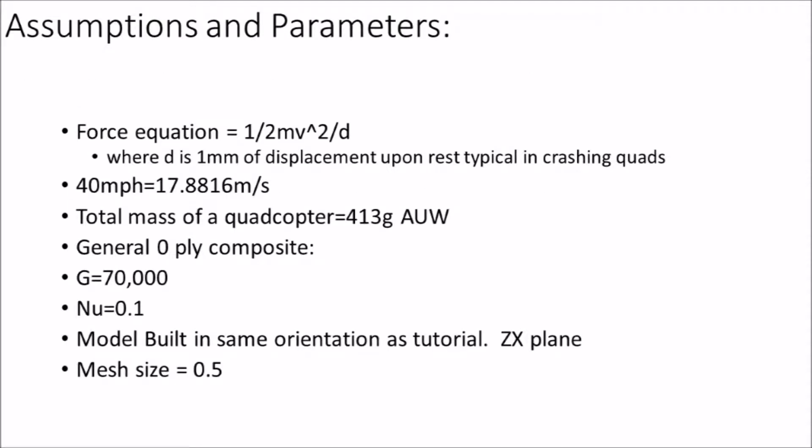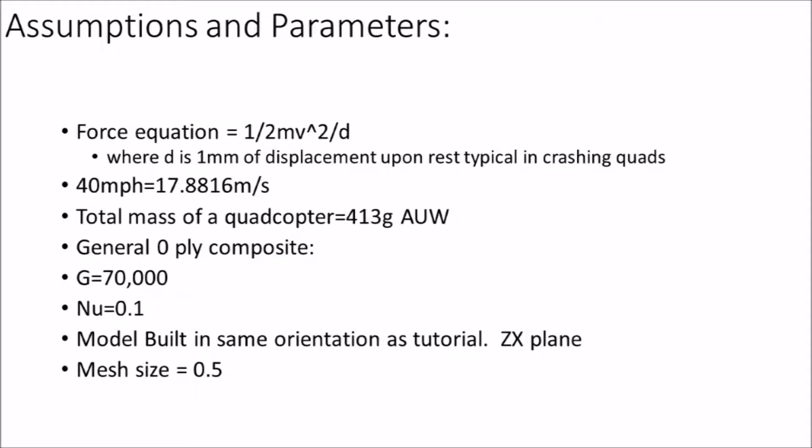These are my current assumptions and parameters. I'm using 1/2 MV squared over D, where D is 1 millimeter of displacement upon rest. This is typical upon crashing quads. I'm using 40 miles per hour. The total mass of the quadcopter is 413 grams. I'm using a general zero-ply composite, which gives me a G of 70,000 and a nu of 0.1.